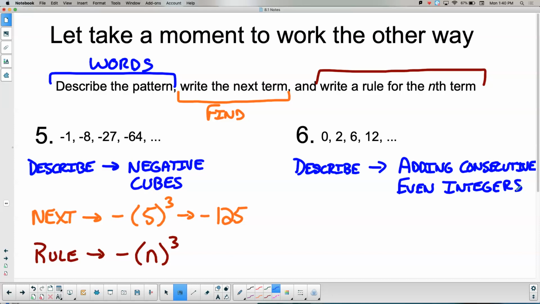Could we just say adding even numbers? Why not? It's not specific enough. Because this is going up, it's adding the next even every time. Okay? It's going up in a specific pattern. It's increasing. If that's the case, what's the next term? 20, yep.